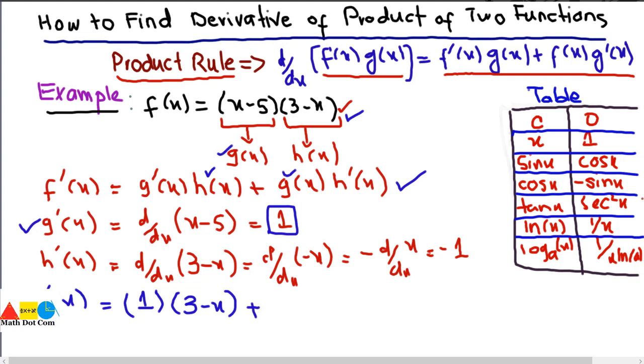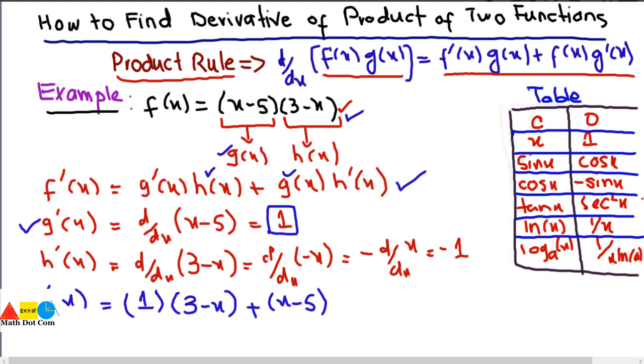g of x is this one. So you can take any variable other than g or h. It's just for your convenience. You can also take a, b, c, but mostly in mathematics, the variables like f, g, h are mostly used for functions. So plus g of x is x minus 5.